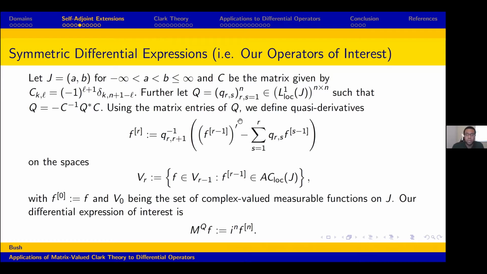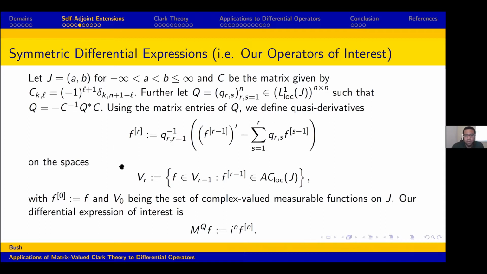So first, we construct what are known as quasi derivatives, which are essentially expressions that include the entries of Q, which again, since these are L1 log, are functions in general, and derivatives of, and these primes are normal derivatives of lower order quasi derivatives. And then these spaces V_r are essentially the spaces where we can compute these quasi derivatives, where the zeroth quasi derivative is the original function, much like with traditional derivatives, the zeroth derivative is just the original function, and V_0 is just the set of complex valued measurable functions.